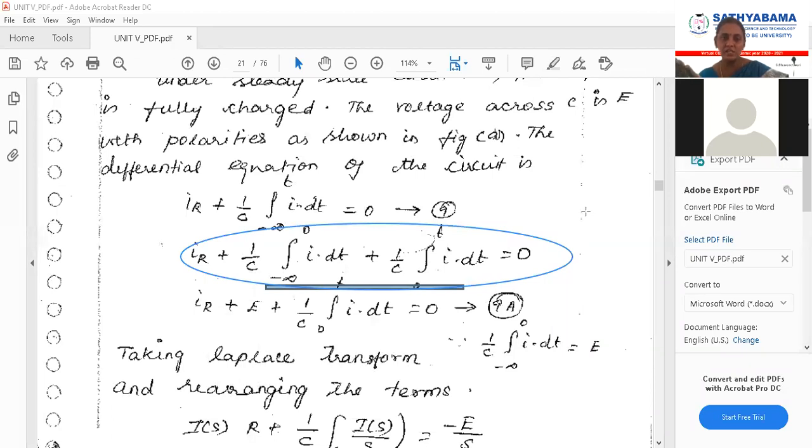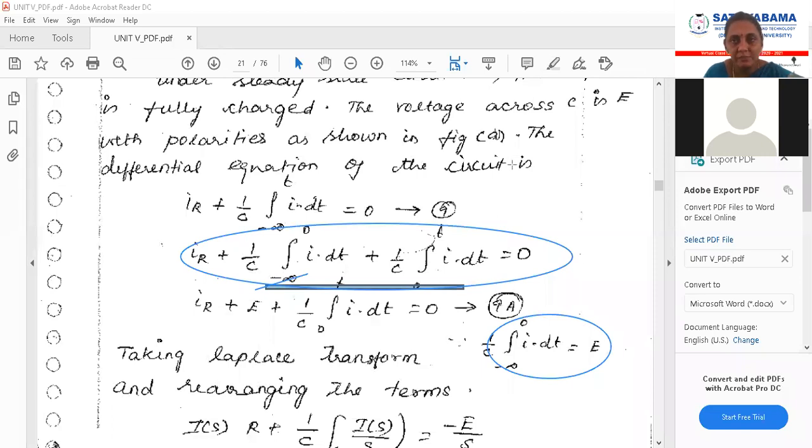The first step was charging, so you have to calculate the voltage. Let me assume the voltage is E. So now substitute this value here for minus infinity to 0. It is substituted as E. So IR plus E plus 1 by C into the integral from 0 to t of I dt is equal to 0.